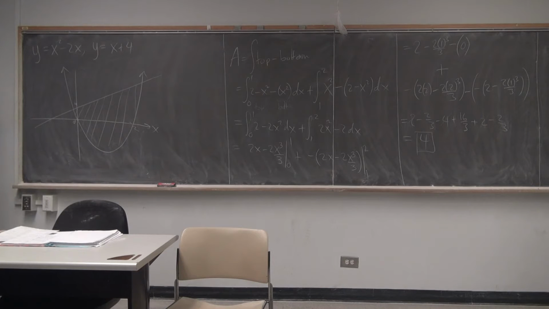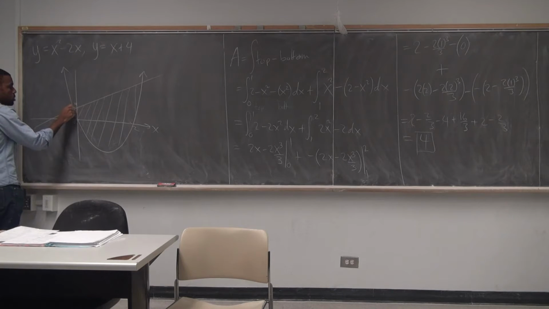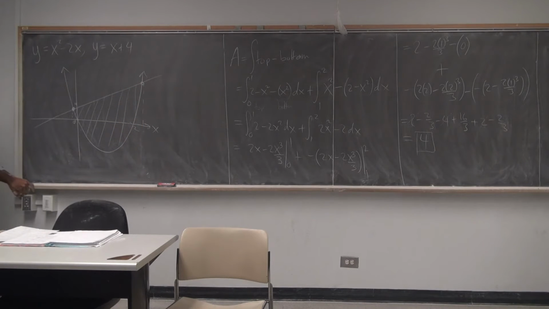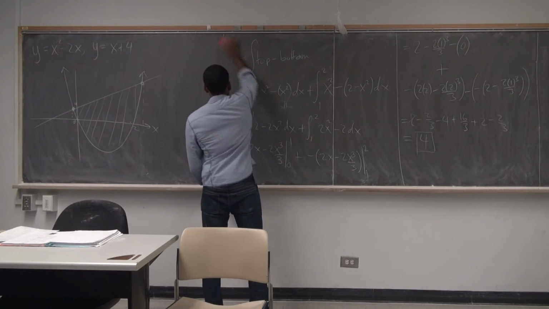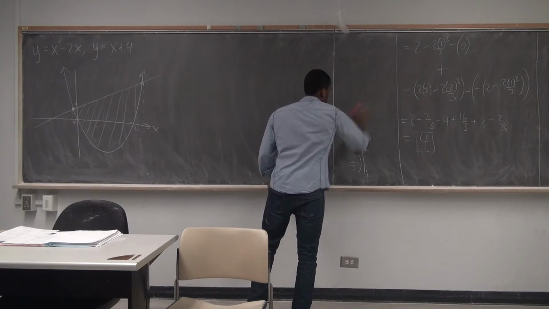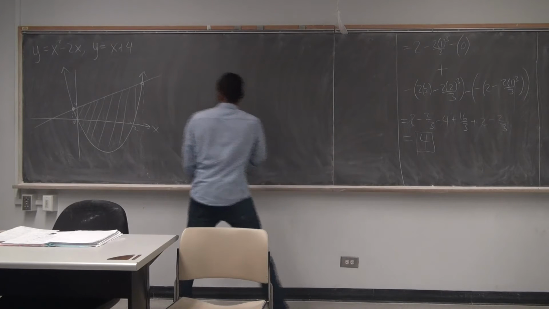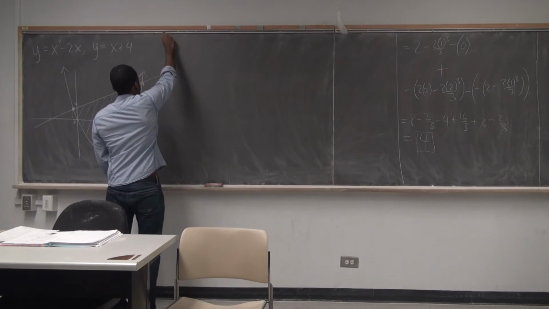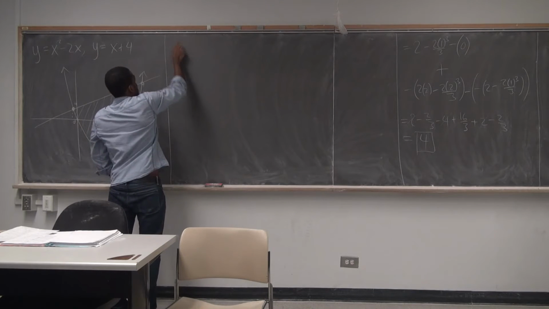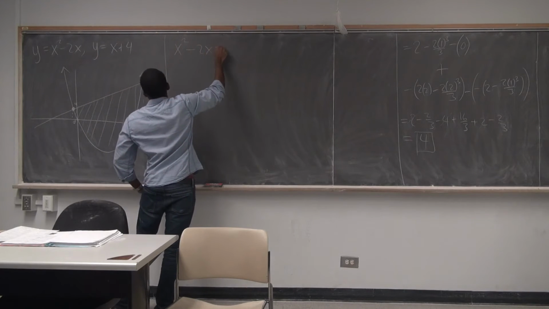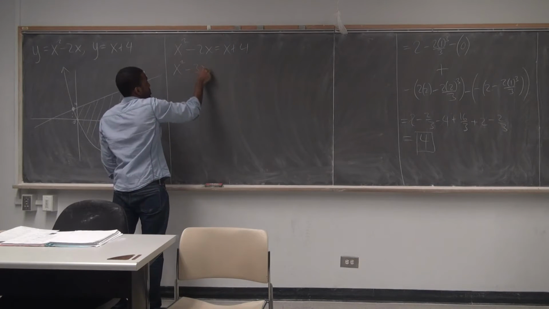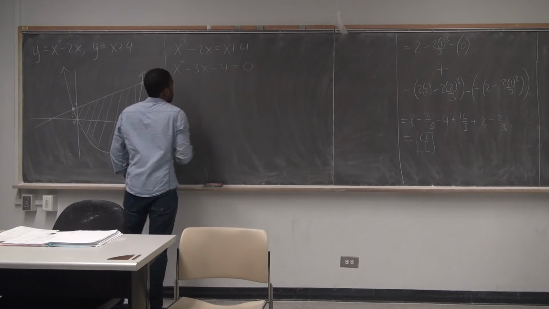They never gave me any intervals, so I'm just going to assume that I want the area between these curves. So those two numbers I'm going to have to figure out. How do I figure out those numbers? You set one equal to the other. So I just set this equal to that: x squared minus 2x equals x plus 4. So x squared minus 3x minus 4 equals 0. How do I solve that?